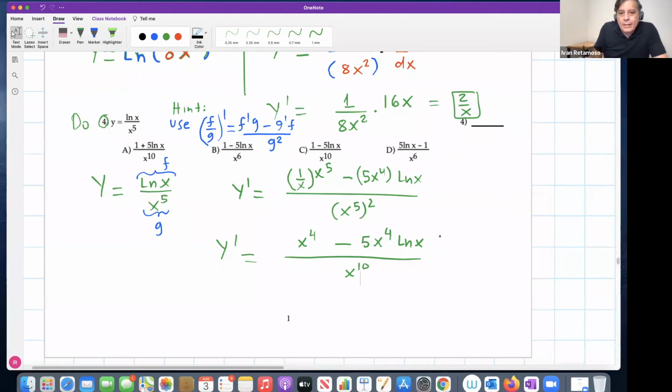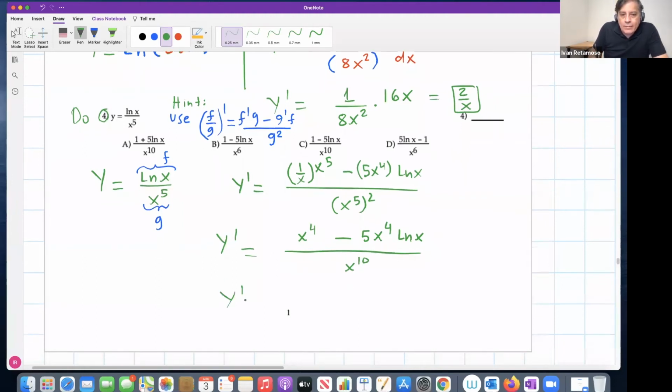10. All right, then we said that we factor out x to the 4, right? This guy, x to the 4, must be factored out. Let's use circles here. X to the 4 into x to the 4 is 1, minus x to the 4 into this expression, x to the 4 cancels. What is left is 5 times natural log of x all over x to the 10.